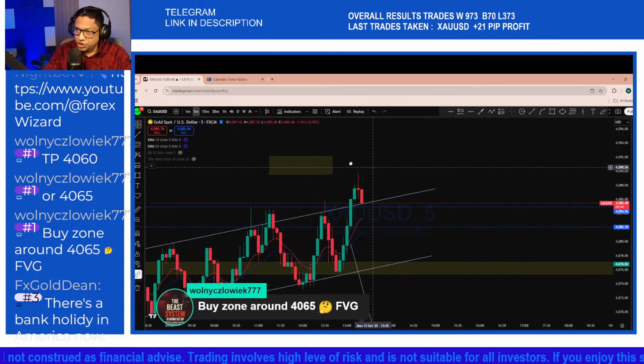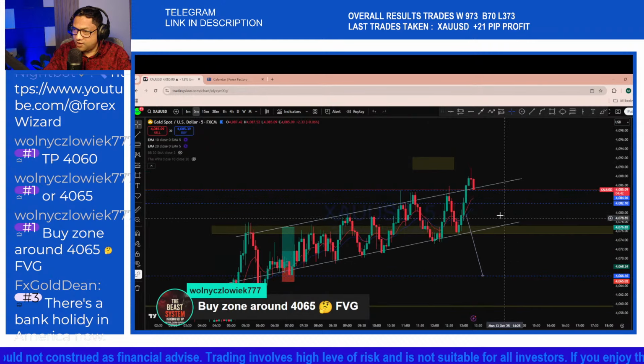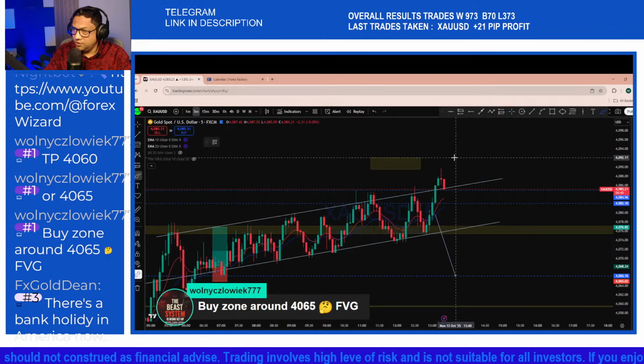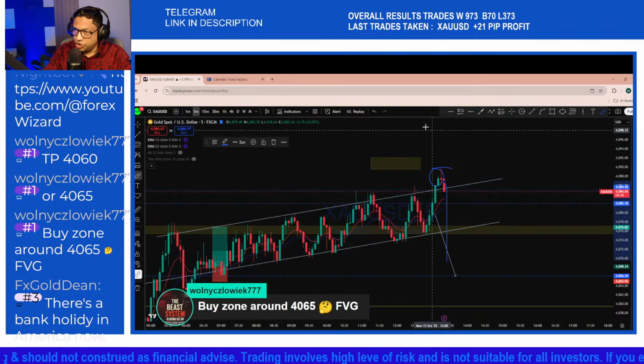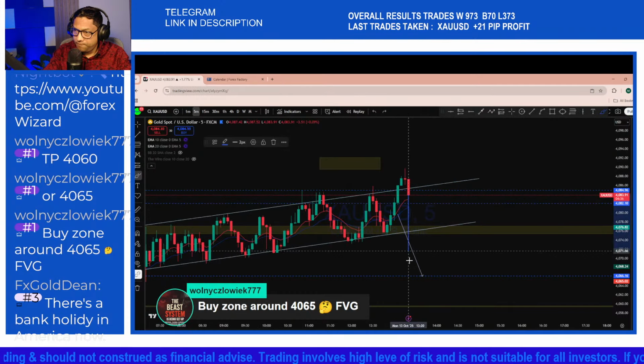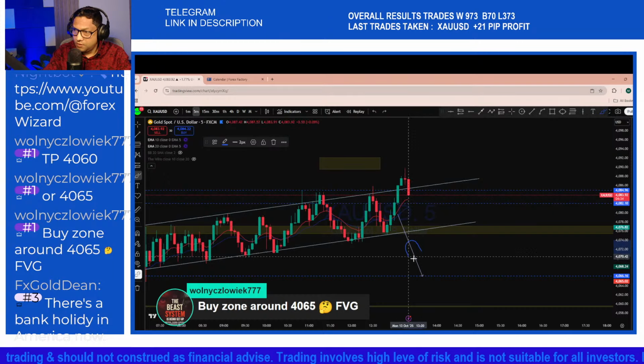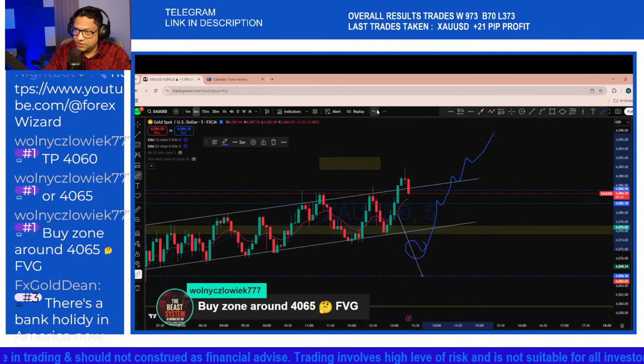This is a long wick doji, where you can see the market trying to break that low here to this support level. It could potentially break further low and then bounce back off this level.